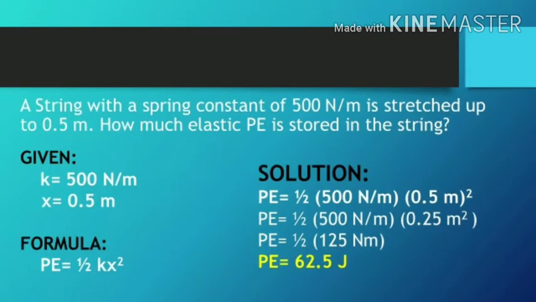Another example problem. A string with a spring constant of 500 Newton per meter is stretched up to 0.5 meter. How much elastic PE is stored in the string? Givens are: k is 500 Newton per meter, x is 0.5 meter. Formula used: PE = 1/2 kx squared. Solution: PE is equal to 1/2 times 500 Newton per meter times 0.5 meter squared. 1/2 times 500 Newton per meter times 0.25 meter squared. 1/2 times 125 Newton meter. The answer is 62.5 joules.